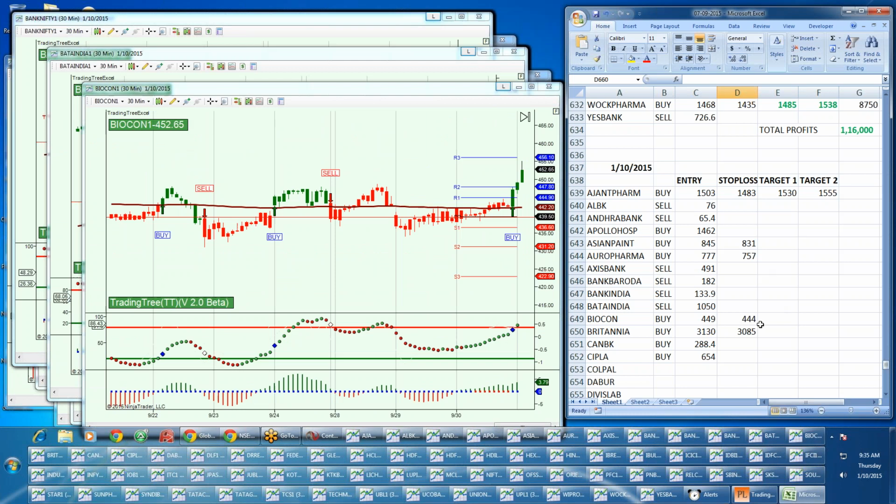So that's Biocon. 449 was my entry. It's now at 452. My target will be 455. So always book your targets slightly below the R1, R2, because you'll go there and see that it has already done 455, and now it has retraced back.